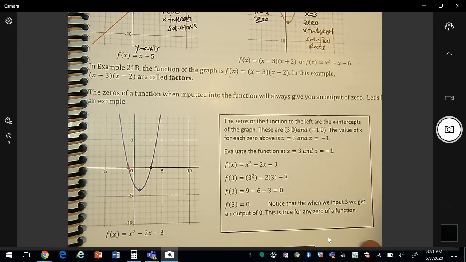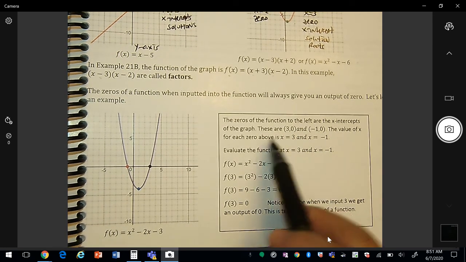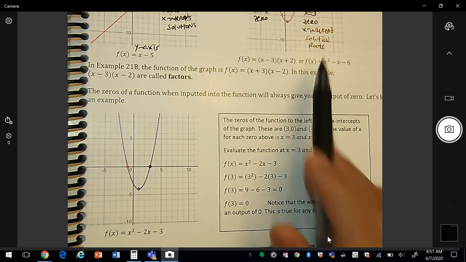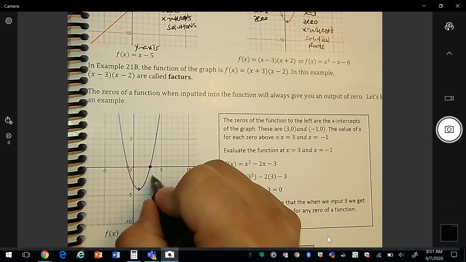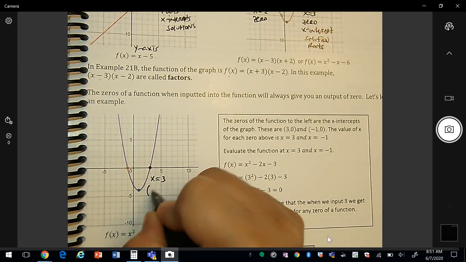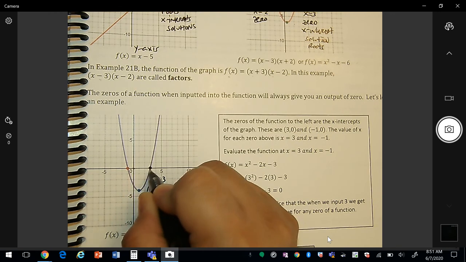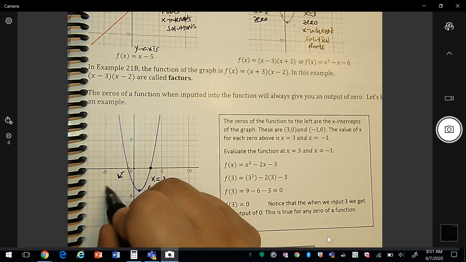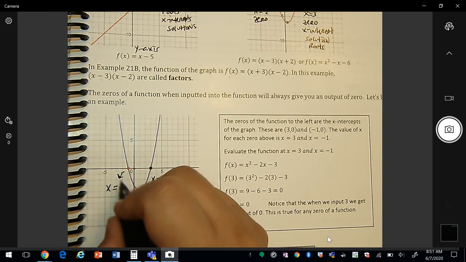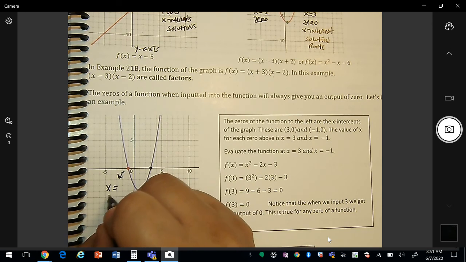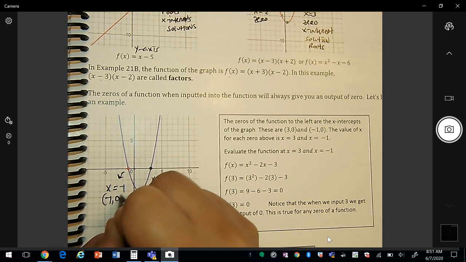For example, the zeros for this graph, as we identified up here, were at x equals 3, or we can write it as x being 3 and y is 0, since if we go across, y is equal to 0. And on this side, we have x is equal to -1, which is -1, comma 0.